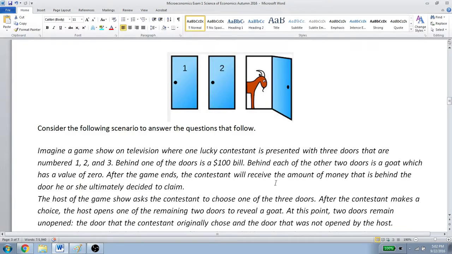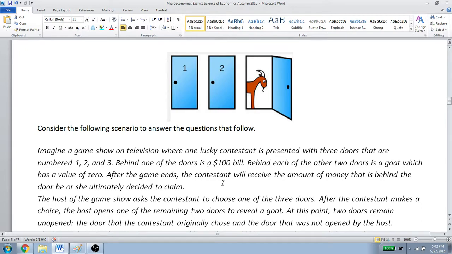Imagine a game show on television where one lucky contestant is presented with 3 doors that are numbered 1, 2, and 3. Behind one of the doors is a $100 bill. Behind each of the other 2 doors is a goat, which has a value of 0. After the game ends, the contestant will receive the amount of money that is behind the door he or she ultimately decided to claim.